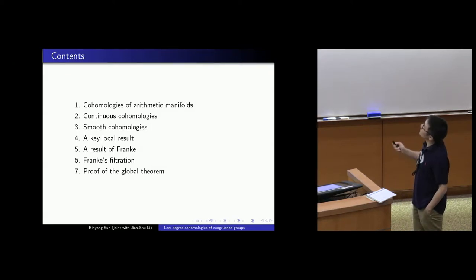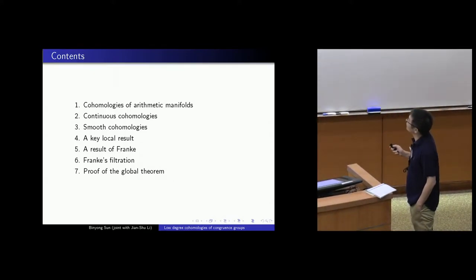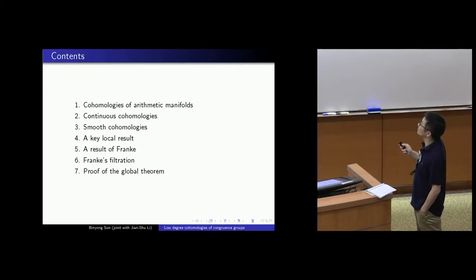The talk has seven parts. First, I will say something about cohomologies of arithmetic manifolds and state the main result. Then in the second and third parts, I will recall the basic theory of continuous cohomologies and smooth cohomologies of representations of Lie groups. Then I will state a key local result. And then I will recall some important results of Frank about filtrations on automorphic forms. Finally, I will say a few words on the proof of the main theorem, which reduces to the local result.